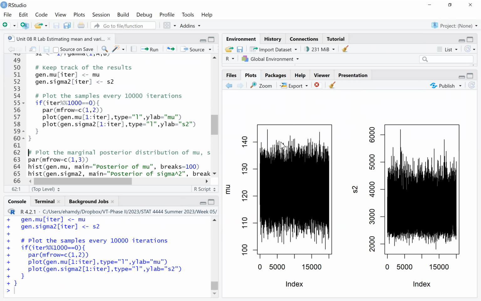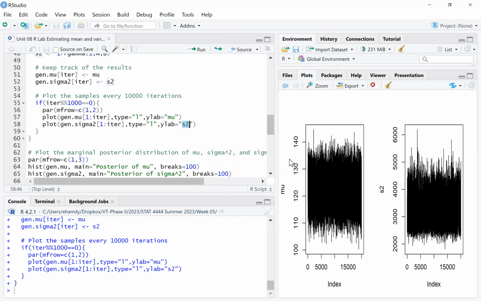This is the trace plot for mu, and this is the trace plot for sigma square. The y label should be sigma square rather than s square. This one should be sigma square actually. So I see the convergence happen because it looks randomly scattered about some value like 120 plus, and this one is randomly scattered about some value like this one. So looking at the trace plots, it looks like the convergence happened.